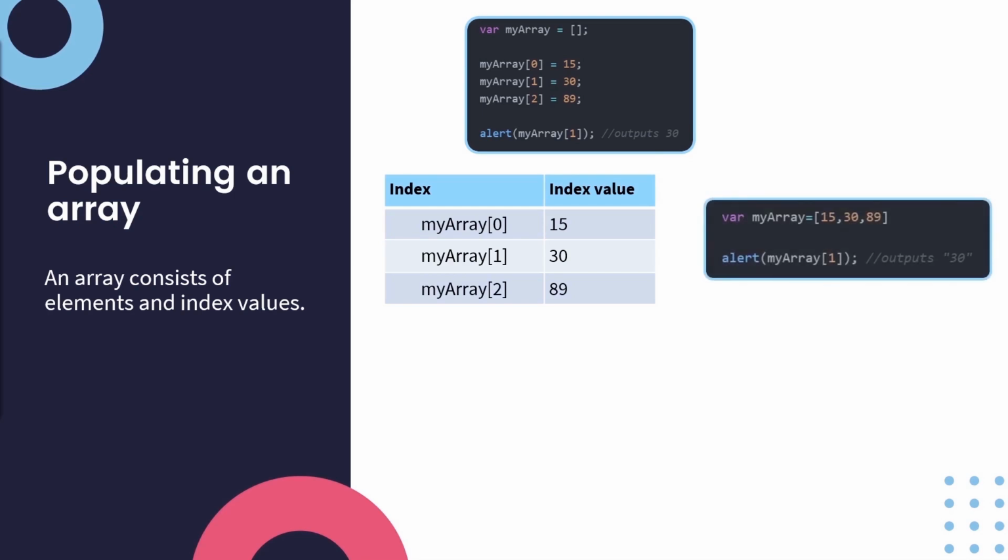We can do the same thing with a shorthand property. So we don't necessarily have to build our array according to the first code snippet. We can actually do this all in one line. And essentially, this is going to achieve the same thing.